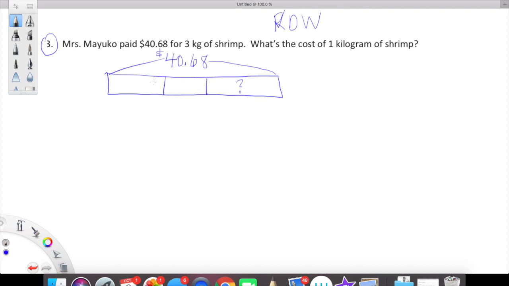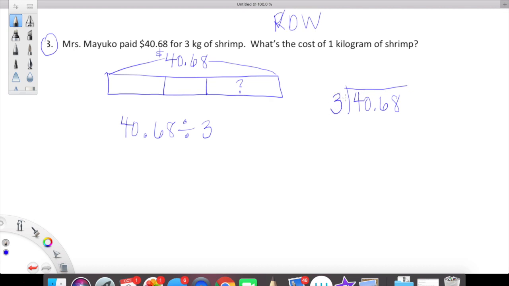We want to know, pretend like these are 3 equal pieces. We want to know what is the cost of 1 pound of shrimp. Just consider the fact that 40.68 is being divided evenly across 3 equal spaces. I smell a long division problem. Make sure when you're setting up your long division problem, you are setting it up correctly. We have 40.68 being divided by 3, okay?